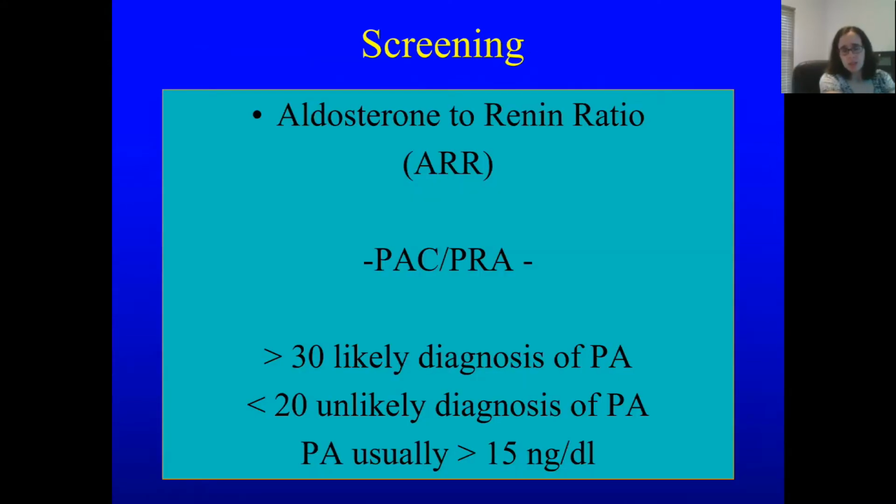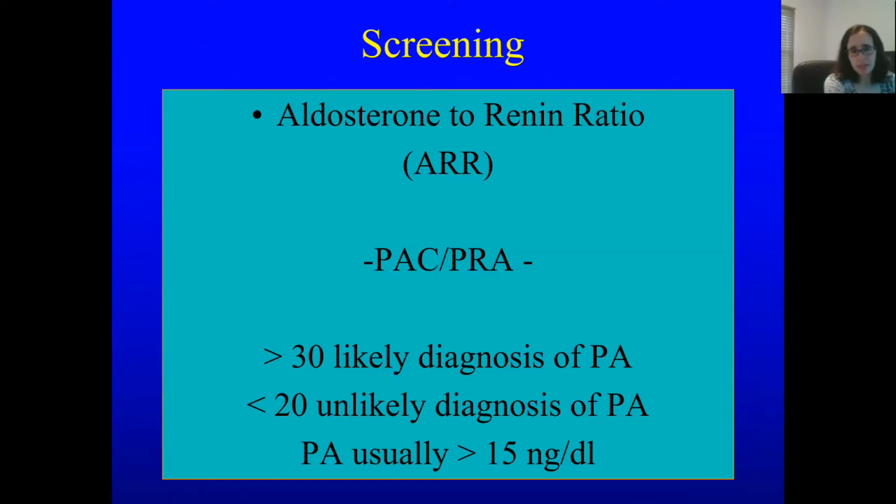So our main screening tool here is the aldo to renin ratio. An aldo-renin ratio greater than 30 is pretty much slam dunk for primary hyperaldosteronism. Less than 20, I feel like less than 15 is unlikely. We usually see primary hyperaldosteronism, usually the aldo is greater than 15.